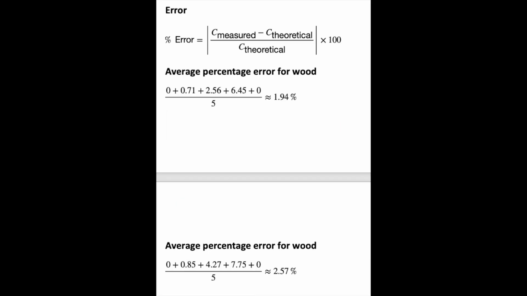The average percentage error was about 1.94% for wood and 2.57% for glass. This shows that the measured results were reasonably close to the theoretical values, although small differences were still present because of alignment errors, fringing effects, and measurement limitations.